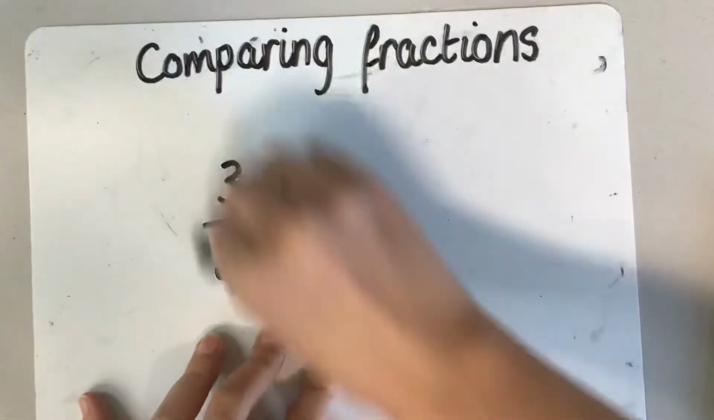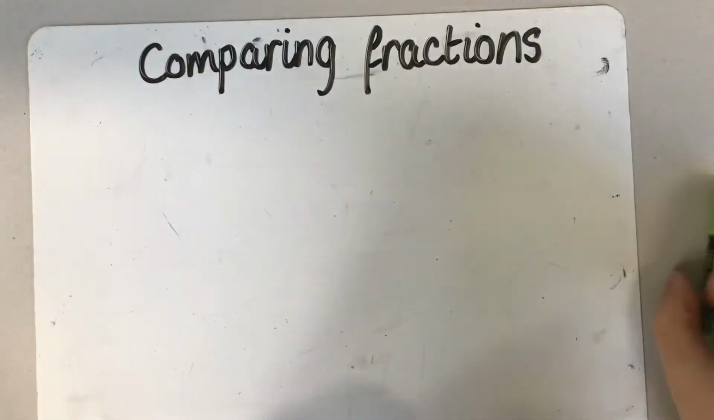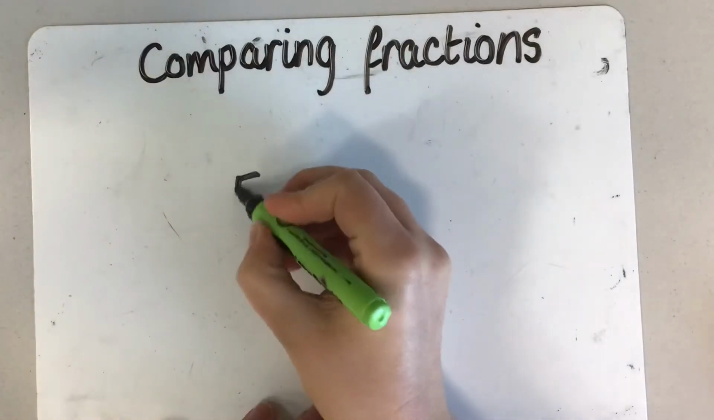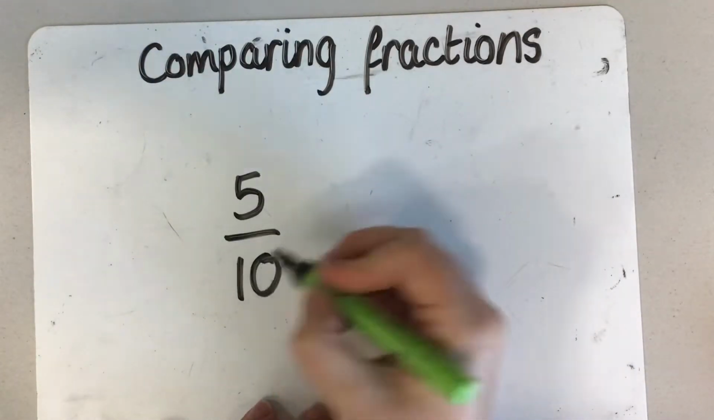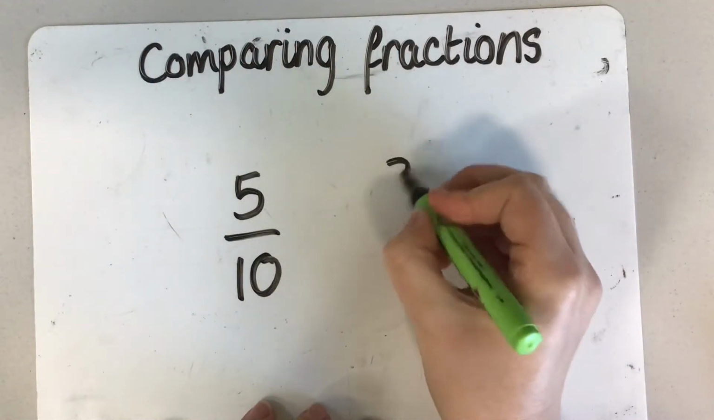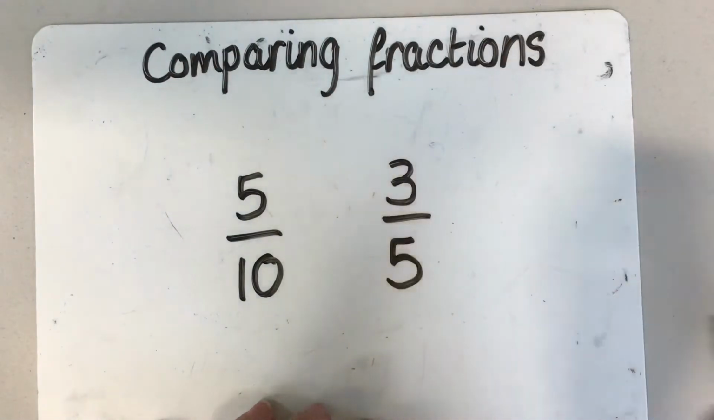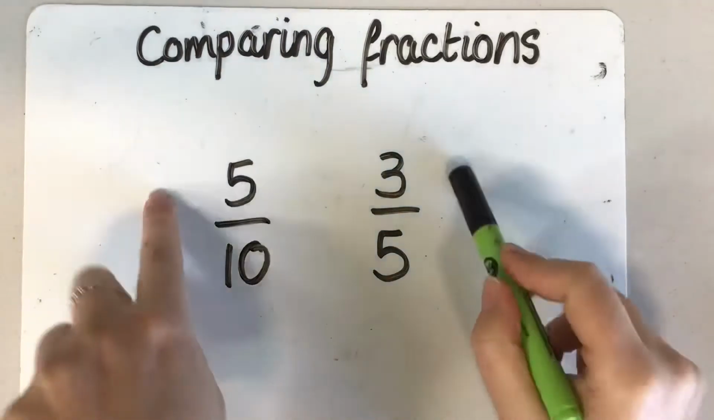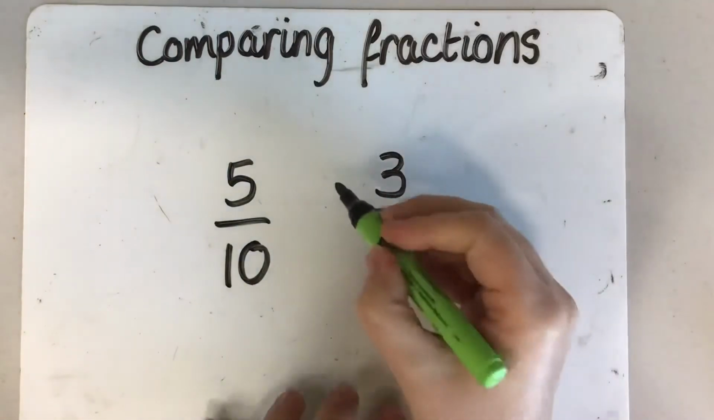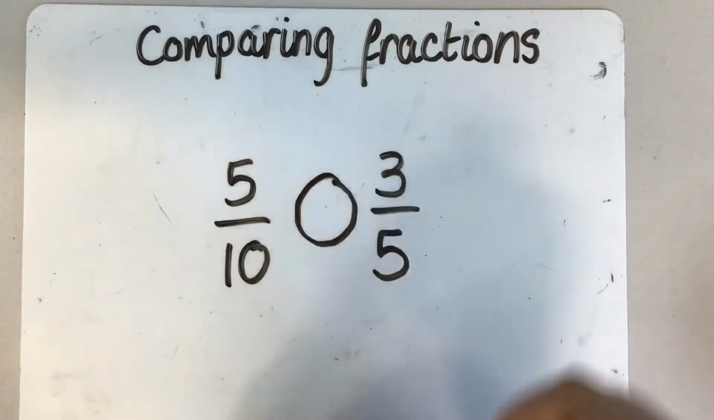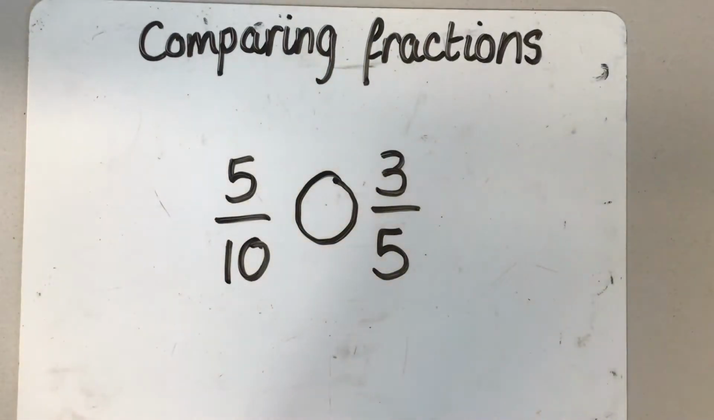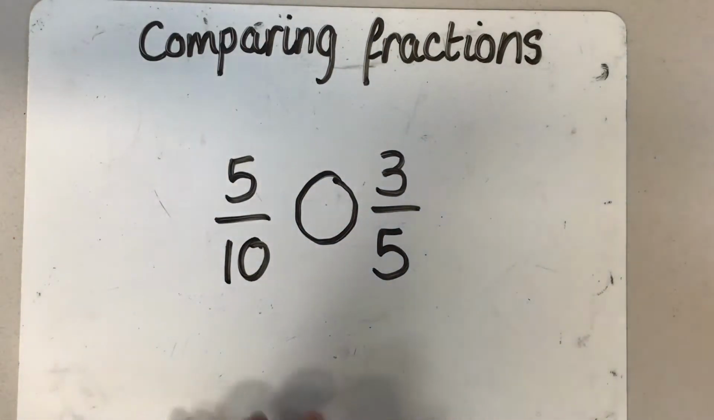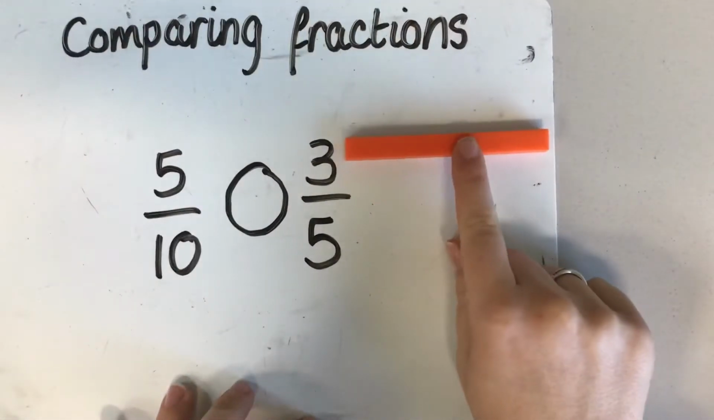But the denominators are not always the same. So what if you had 5/10 and you were comparing it with 3/5? Now, our denominators are not the same and our numerators aren't the same. So what do we think we need to do to compare fractions with different denominators? I've got with me today some Cuisenaire rods to help us show this.